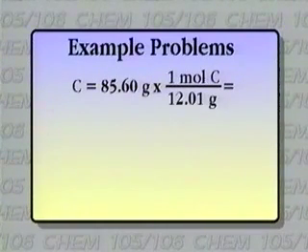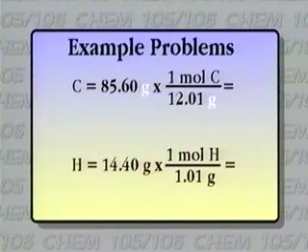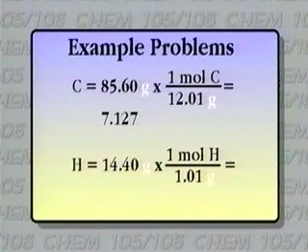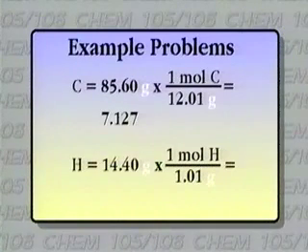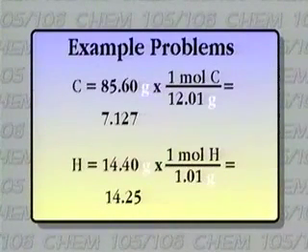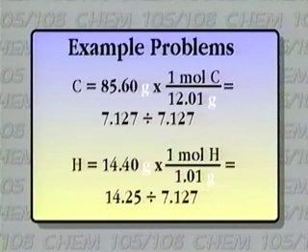We have 85.60 grams multiplied by 1 mole of carbon over 12.01 grams. So the grams cancel. Then hydrogen, 14.40 grams times 1 mole of hydrogen over 1.01 grams. And we mathematically then need to determine this. So we have 85.6 divided by 12.01, and the first one I get there is 7.127. And we have 14.4 divided by 1.01, and we get 14.25. If we divide each by the smallest that we obtained, so this is our second step, we get a 1 and a 2.